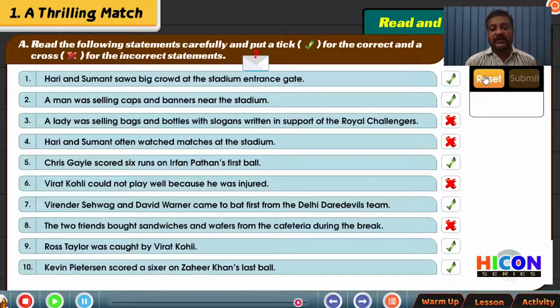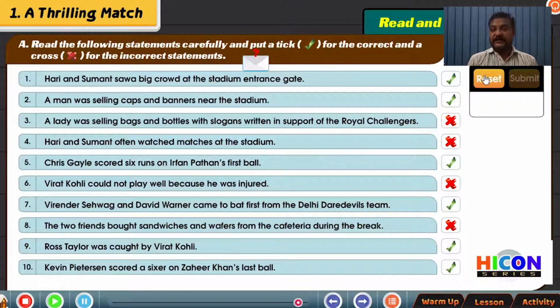Kevin Pietersen scored a sixer on Zahir Khan's last ball. Yeah. So on the last ball they needed the runs, and Kevin Pietersen hit the ball of Zahir Khan very hard, and it went for a sixer, and that was why it was a very exciting match, because it took the last ball to tell who was the winner. Isn't it? So that is a true statement.